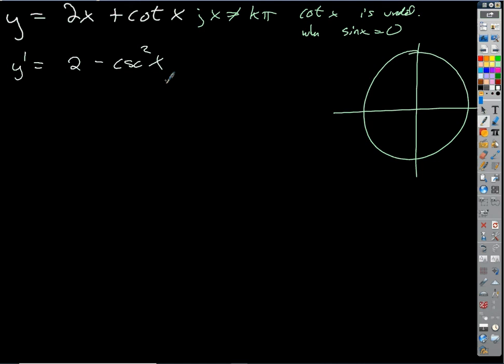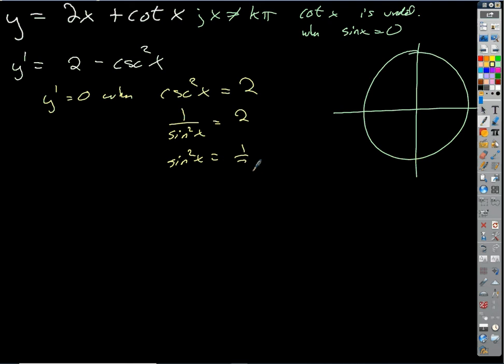Okay, we have to find zeros though. Find our critical numbers. So how am I going to do that? y prime is 0 where? 2 equals cosecant squared, right? Okay, good. So when cosecant squared x equals 2, cosecant squared is just 1 over sine squared. So wouldn't that just be when sine squared x, if I take the reciprocal of both sides, equals 1/2? Okay, so keep going.